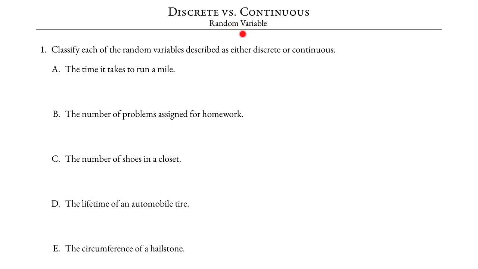Discrete versus continuous random variable. Classifying each of the random variables described as either discrete or continuous.